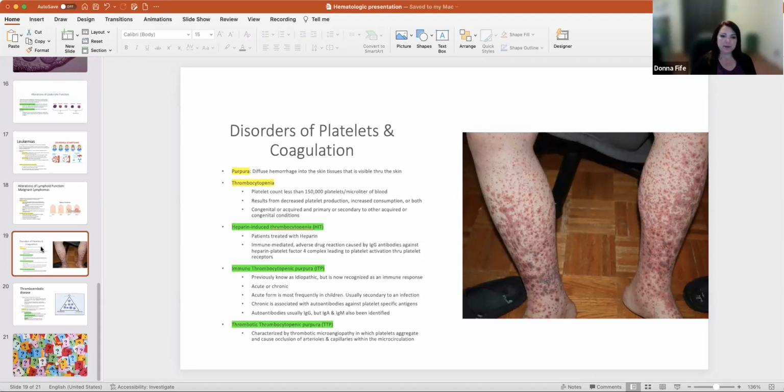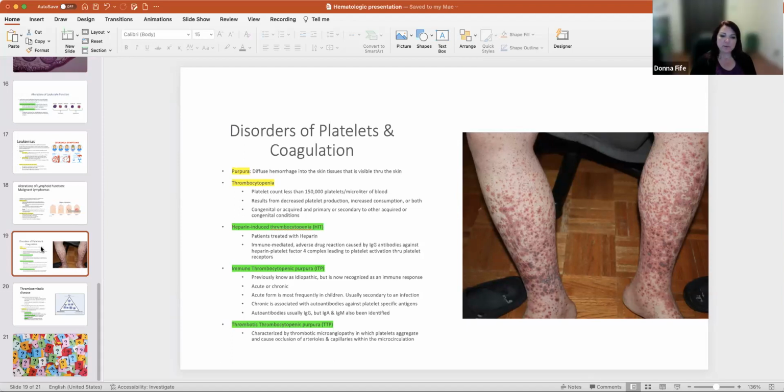Immune thrombocytopenic purpura, or ITP. This was previously known as idiopathic, but it's now recognized as an immune response. This might be acute or chronic. Acute form is most frequent in children, and it's usually secondary to an infection. Chronic is associated with autoantibodies against platelet-specific antigens, usually IgG, but IgA and IgM have also been identified.